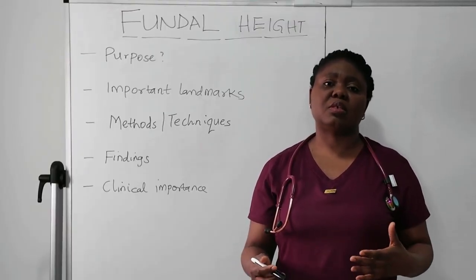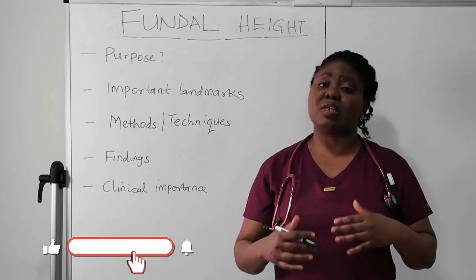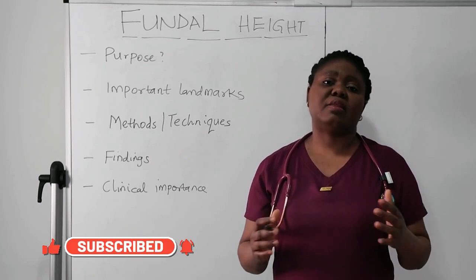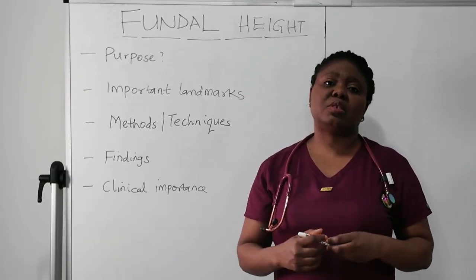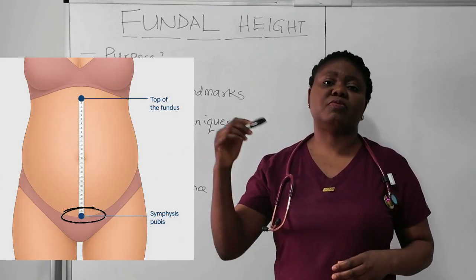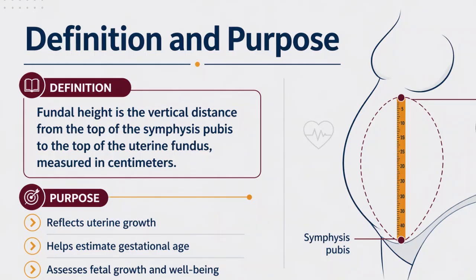While you are doing this, you're also going to ask them if they feel dizzy. You want to check if they are weak. You want to be sure that the blood pressure is not low. And then you are going to use the tape to measure from the symphysis pubis to the fundus. That vertical line measurement is what we call the fundal height. It should be in centimeters.